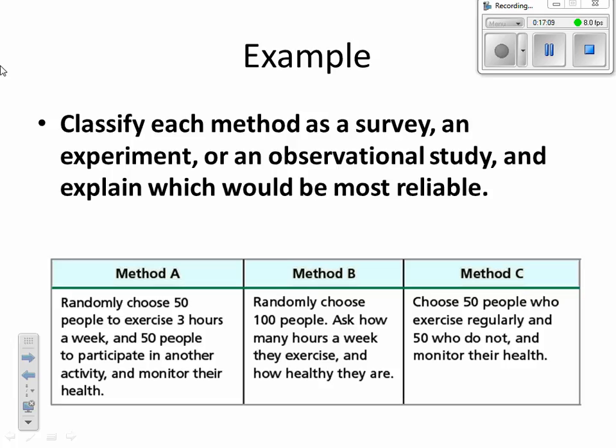Method B, randomly choose 100 people. Ask them how many hours a week they exercise and ask them how healthy they are. Well, method B, you're not telling them how to exercise. You're not telling them how to live. All you're doing is just asking questions. So if you're just asking questions, then we're going to call that a survey.